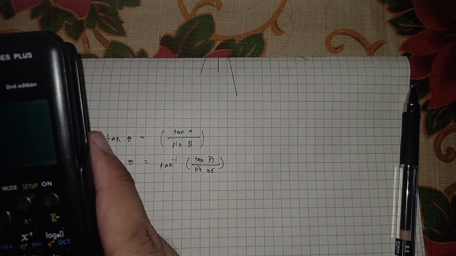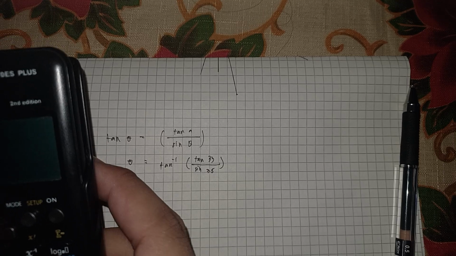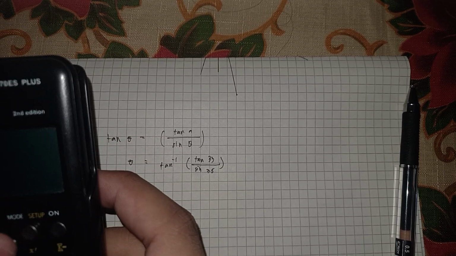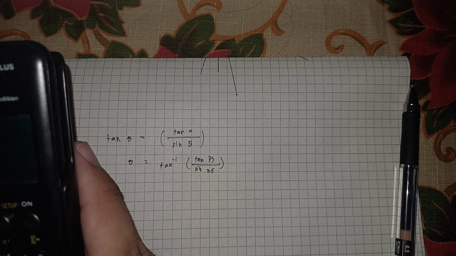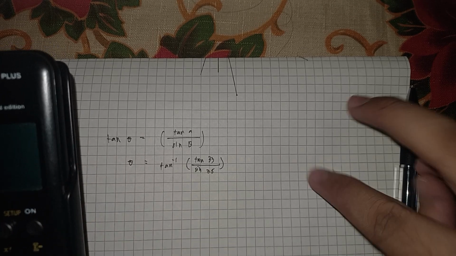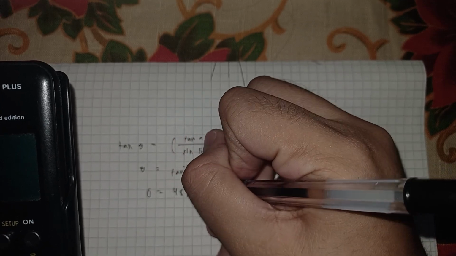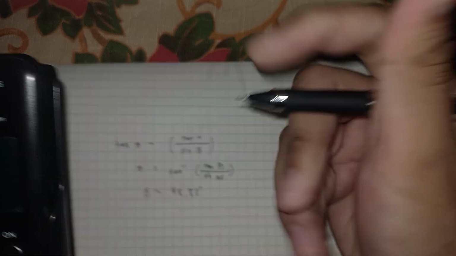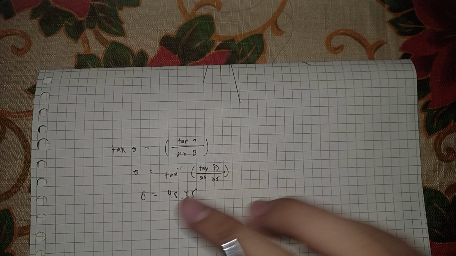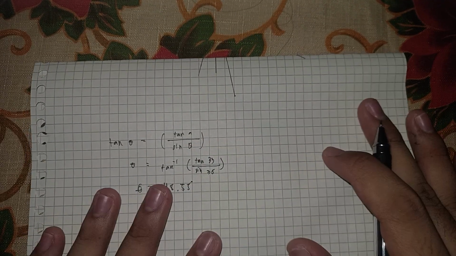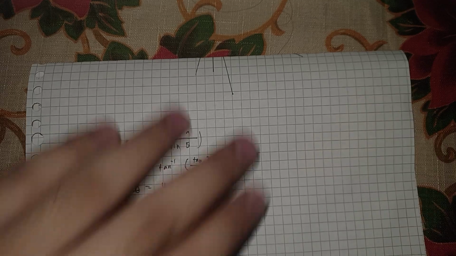Tangent 33, sine 35. Our angle is 48.55. So that is now our angle, our true dip angle. Now, how will we use this to solve for the thickness?